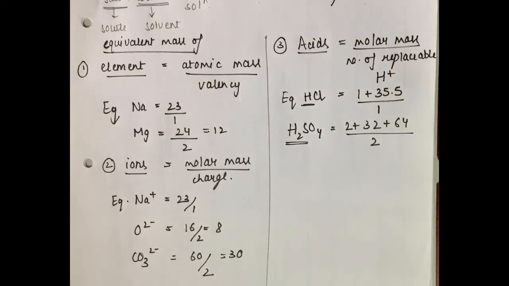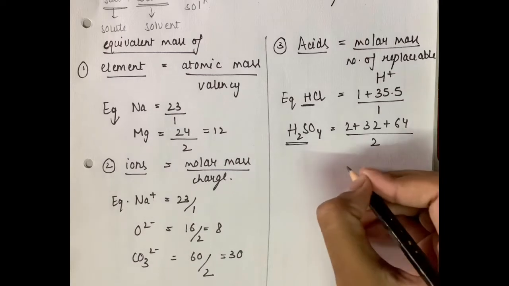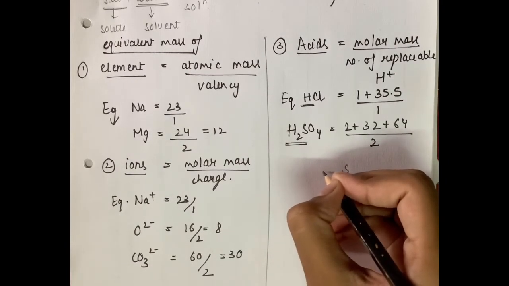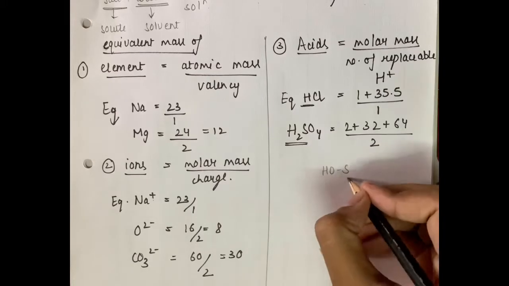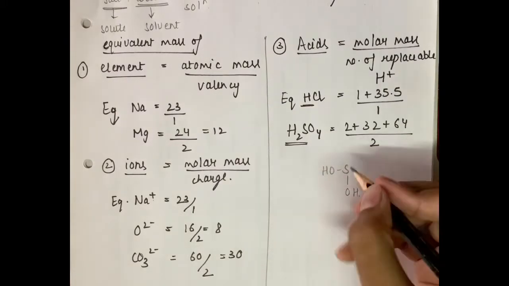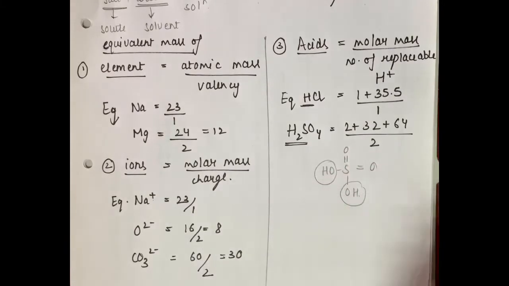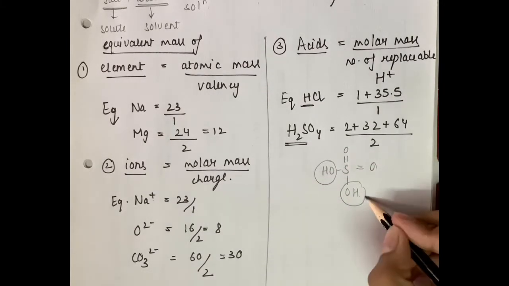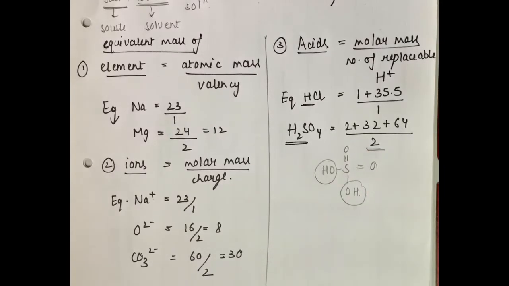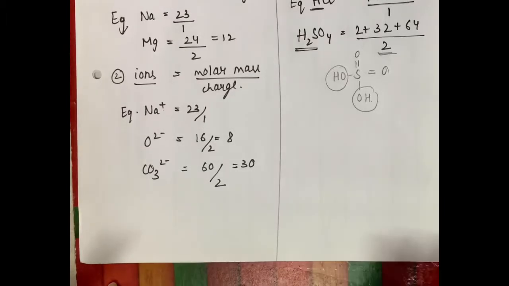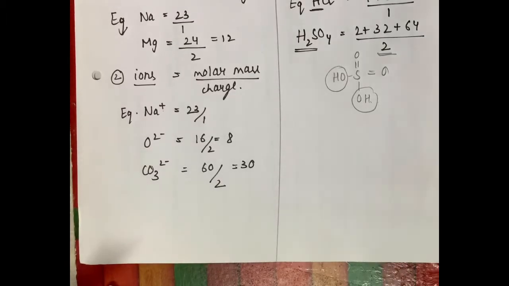Calculating the number of replaceable H+ may not always be as easy as it seems. So, to be sure that your answer is correct, you need to make the Lewis structure before. For instance, here you can see that in case of H2SO4, two hydrogens are attached to oxygen, which means they can be easily replaced. That's why in H2SO4 the number of replaceable H+ is 2.